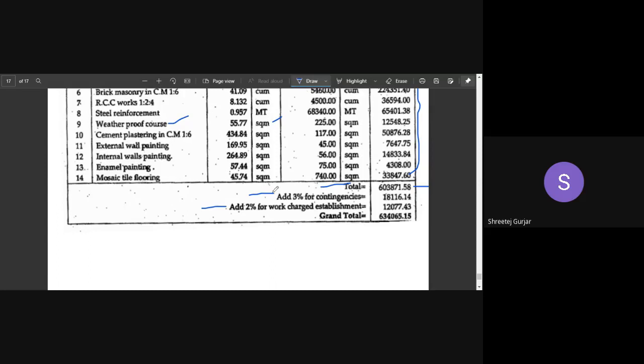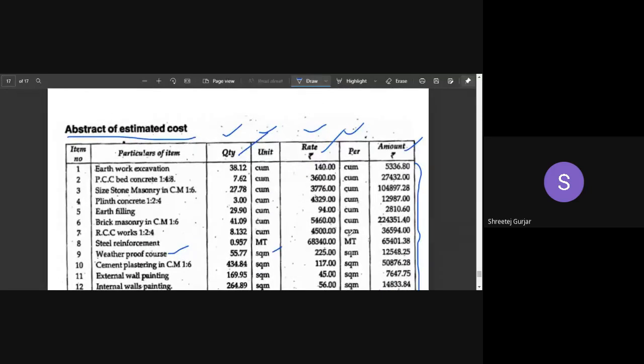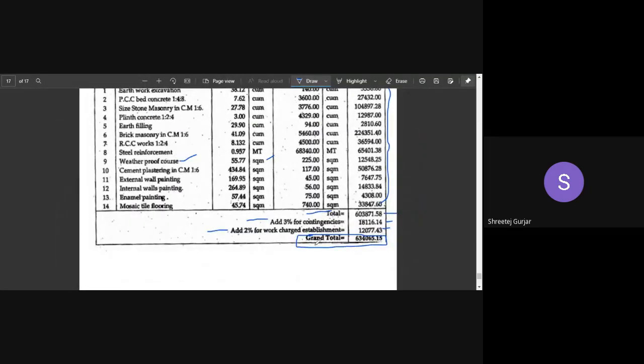After we add these two values, our grand total is the cost for our single room residential building. How much is it coming to? It is coming to almost around 6,34,000. 6,34,000 is the total cost of the building that we are going to construct. So this is how you prepare an abstract of an estimate. After you calculate the grand total, this is your final answer.